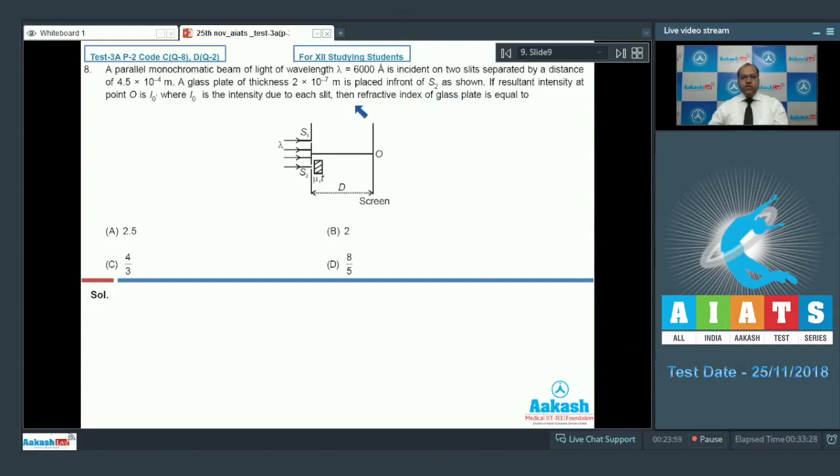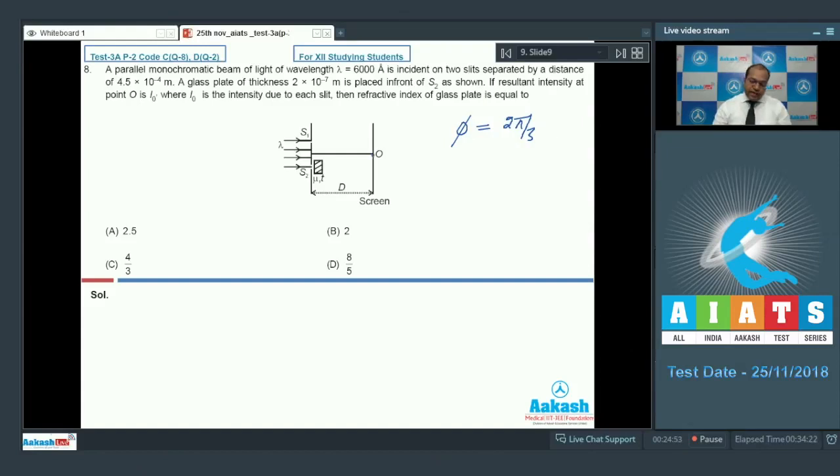It is given in the question that the resultant intensity at point O is I0. This is possible when the phase difference between S1 and S2 at point O is equal to 2 pi by 3, because the resultant intensity is I1 plus I2 plus 2 root I1 I2 cos phi, and the value of I1, I2 and resultant intensity is the same. So on solving we will get phi is equal to 2 pi by 3, which is the phase difference at point O due to sources S1 and S2.